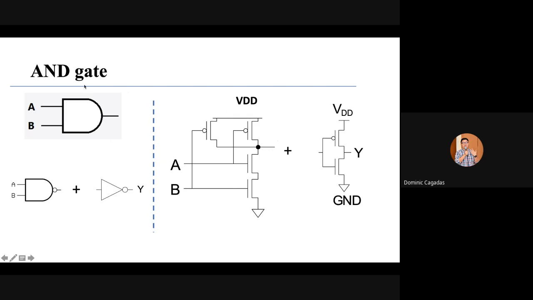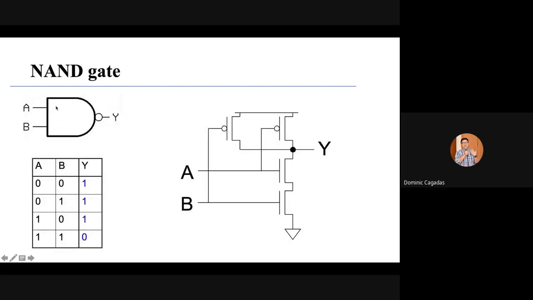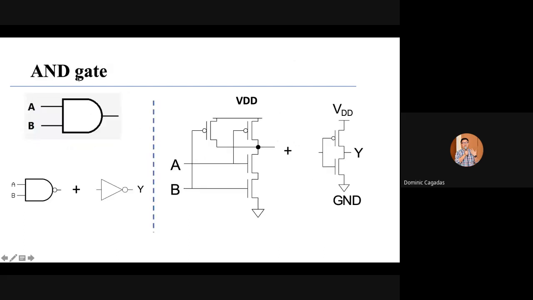The AND gate, we don't have a bubble here. For this to be an AND gate, our NAND should be inverted. So our AND gate is just a combination of your NAND gate, which has a bubble, plus your inverter.